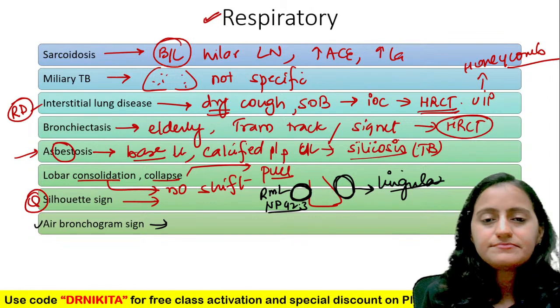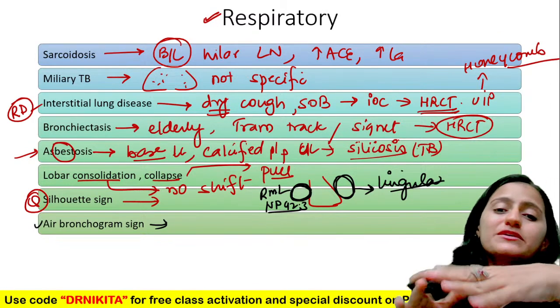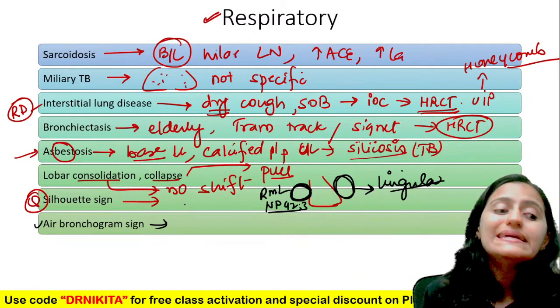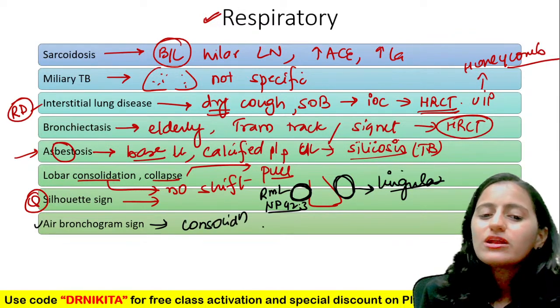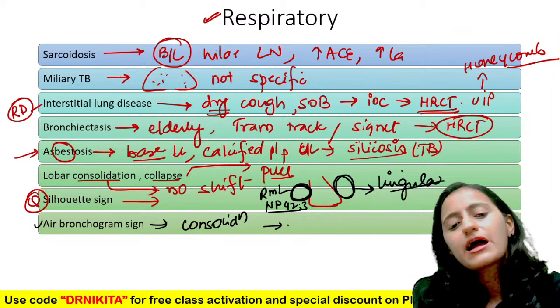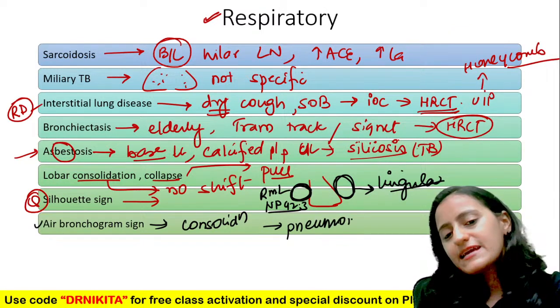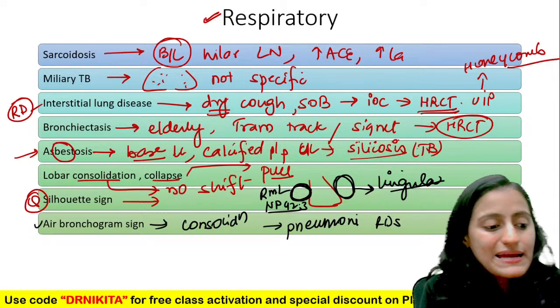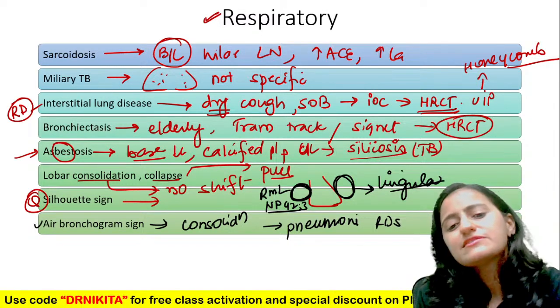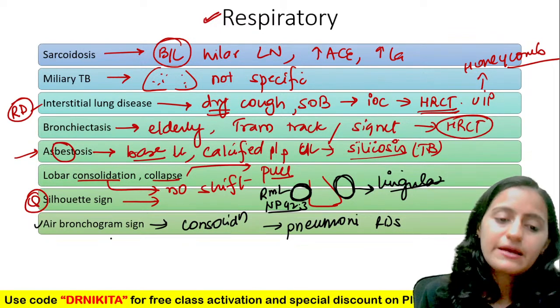Yes. So you see the bronchi filled with air in the background of the white lung. So any cause of consolidation basically gives air bronchogram. It could be pneumonia, right? It could be respiratory distress syndrome, because it causes white out lungs. Any cause of consolidation, pulmonary edema, pulmonary hemorrhage.